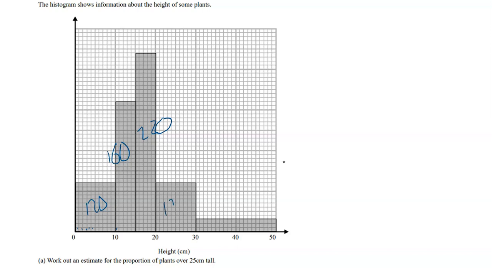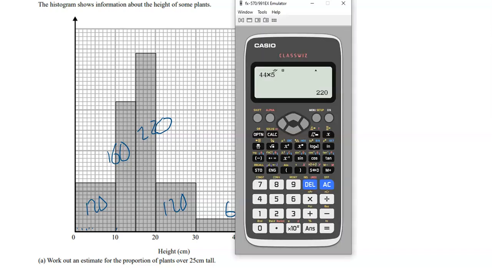Here we've got the same block as before. 10 wide, 12 tall, 120. And here we've got one that is 20 across and 3 up. So that's 60. So that's how much area we've got in little squares. And this is proportionate to the amount of plants that we have. So if we want to know what fraction, what proportion are above a certain height, then we just have to work out what that area is out of the total.